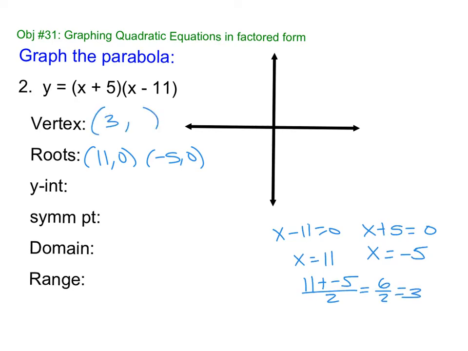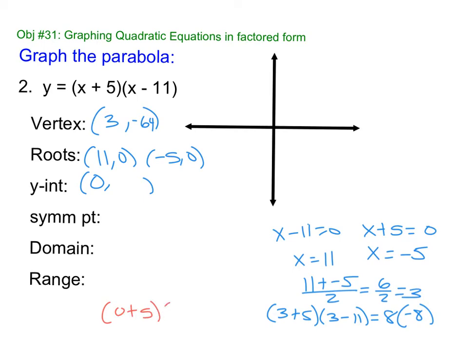Now how do you find the y value? We plug into the equation. So 3 plus 5 times 3 minus 11. That's 8 times negative 8, negative 64. How do we find the y-intercept? Well, that's when x is 0. It's the exact same way we find the vertex. We're going to plug in. This time I'm plugging in 0, though. So 0 plus 5, 0 minus 11, that gives us negative 55.